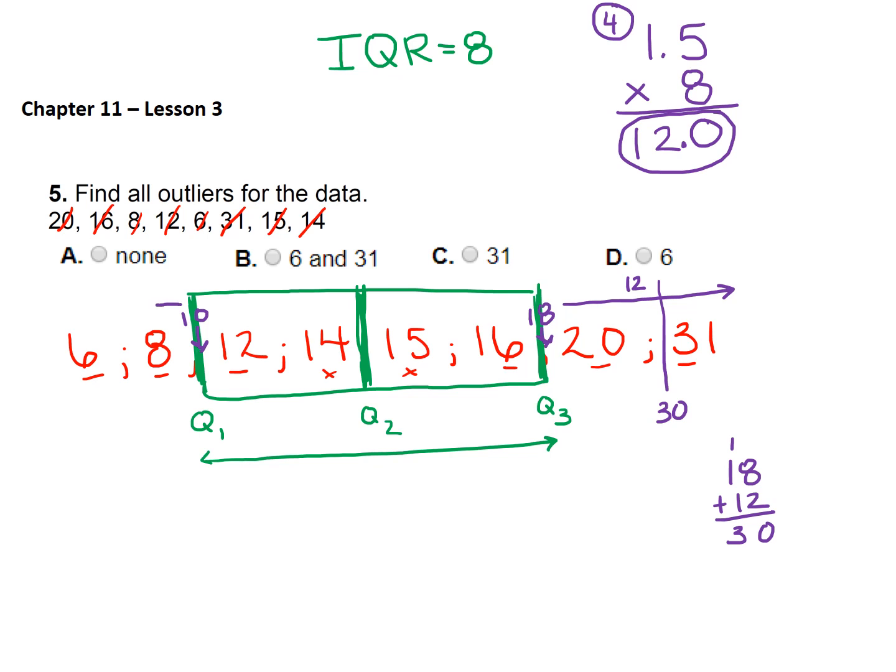Now I have to subtract 12, okay, going this way. Now 10 take away 12 is going to be -2. So anything past -2 is going to be an outlier. So the only outlier that we have right now is 31. Because you have to go from quartile 3 or quartile 1, and you have to go 1.5 interquartile ranges away. So that is answer choice C.